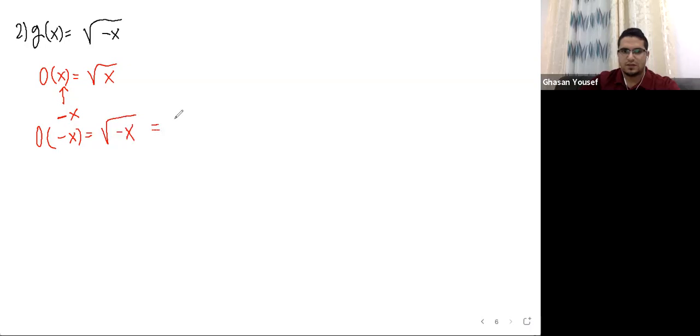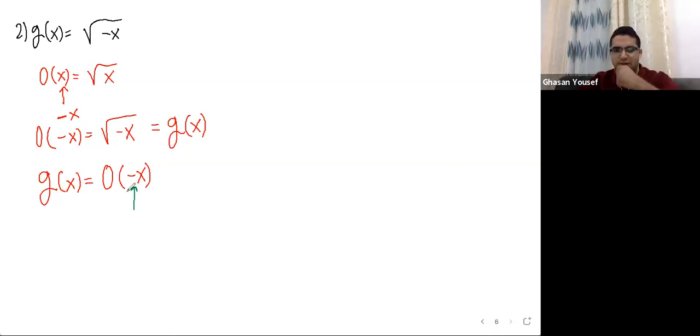So this is equal g of x. So I can say g of x equal the original function of minus x. The minus is inside the function, meaning inside the parentheses. You see the minus? When the minus is inside the parentheses, this means we have to graph the original function, this one. Then we have to reflect it around the y-axis. Why? Because the minus is inside the function here.